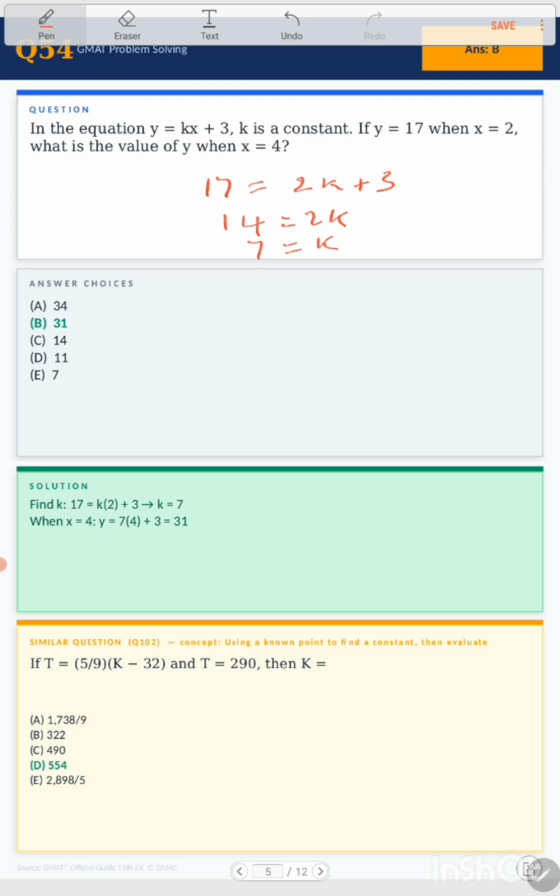The second part is now to find y. Remember, y equals ks plus 3. When s is 4 and k is 7, that is 7 times 4 plus 3. 7 times 4 is 28 plus 3, that is 31.